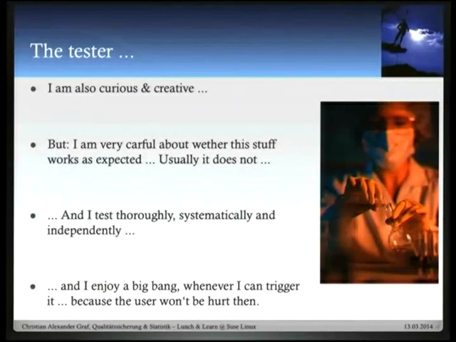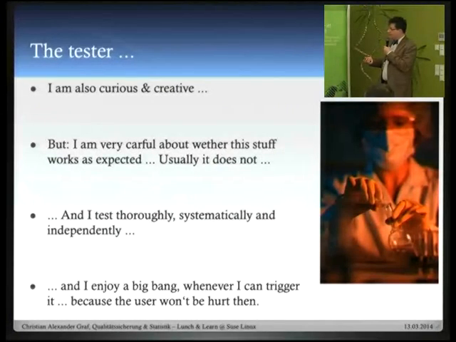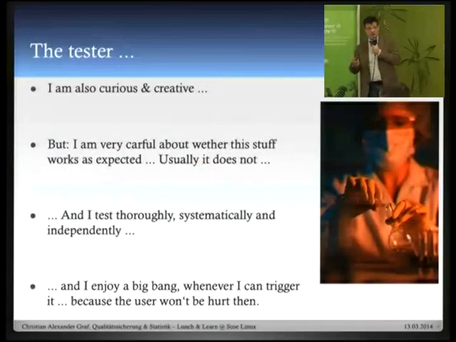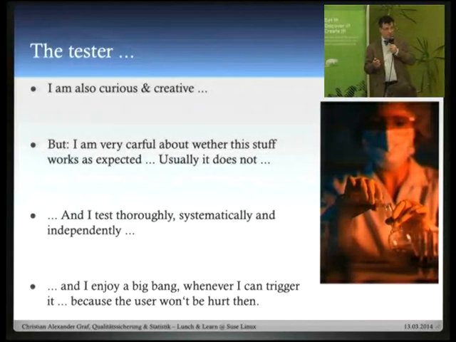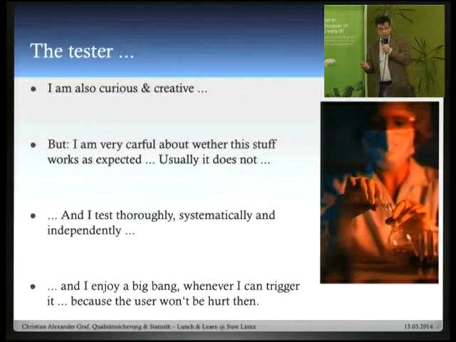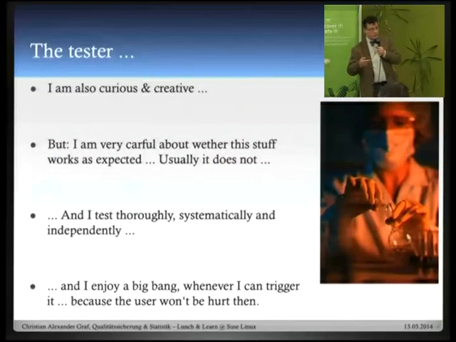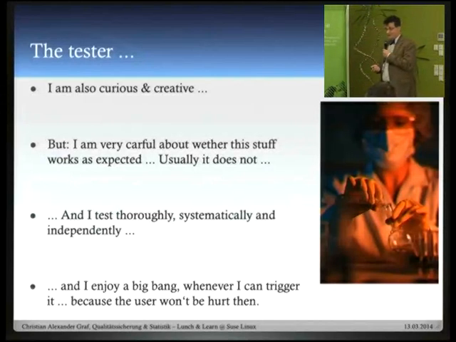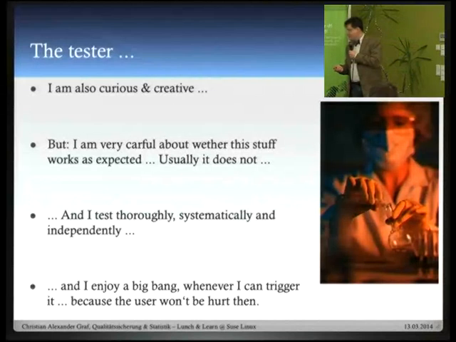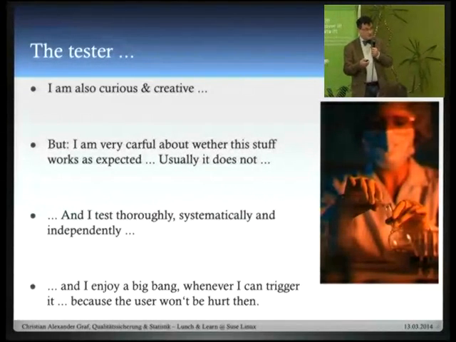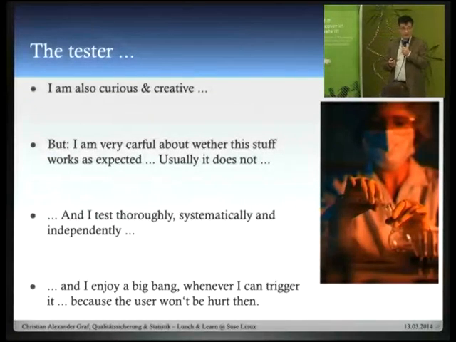Now, let's take a look at the tester. He's a little bit more careful with the software. He knows that things can blow up. He's also curious and creative. He needs to be creative in breaking things. And he's very careful about whether this stuff works as expected. So he has his doubts. He should have his doubts. He should be a professional pessimist with that respect. And to that end, to make sure that his doubts come true or not, he tests thoroughly, systematically, and independently. So he doesn't try to take the same assumptions as the developer did when he wrote the code. Maybe not even the same assumptions as a requirements architect did. And of course, he likes to break things. He enjoys the big bang whenever he can trigger it, but that's not because he just finds destructivity in itself a goal, but because the user won't experience the crash then. Can help people with that.